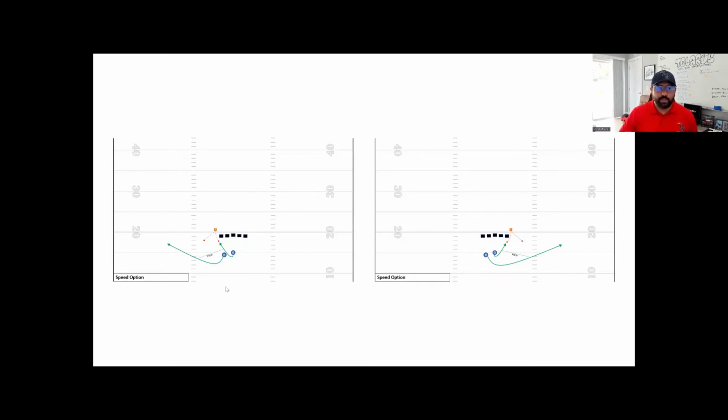Here is the basic backfield outline for both speed option left and speed option right. What the option part of speed option means is that one of two players could end up carrying the ball, either the quarterback or the running back. Who actually carries the ball is dependent, as usual, on an unblocked man along the defensive line, in this case, the play side defensive end. Note that in the inside zone, it's the away side defensive end that is not blocked. In the speed option, it's the play side defensive end that is unblocked.